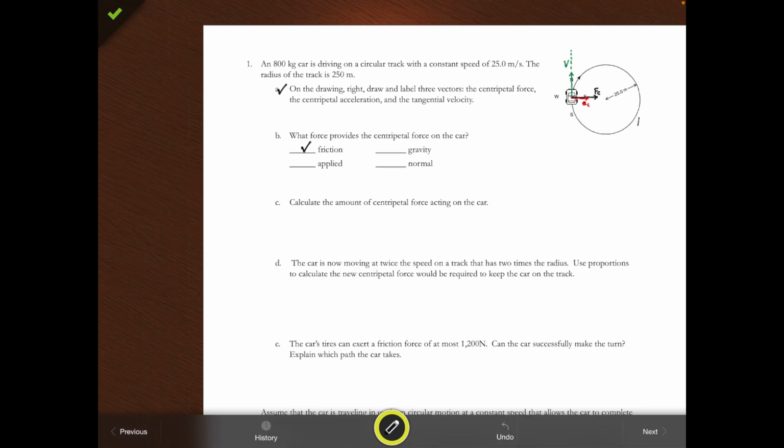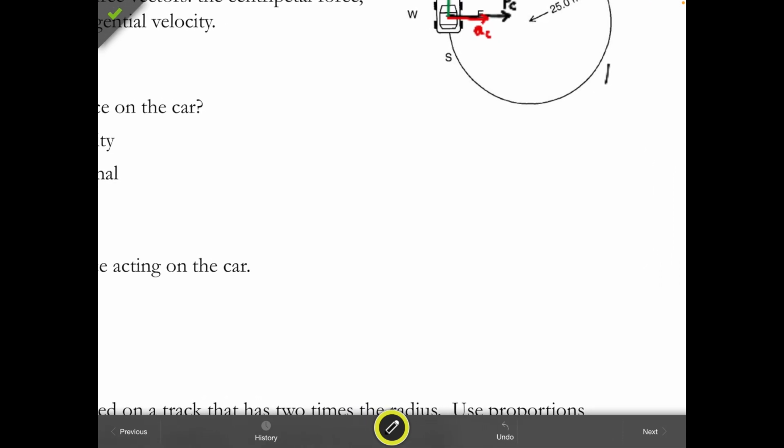I had mentioned that friction provides the centripetal force on the car. And the way you can think about this is actually think about this car from the side. If I were looking at this track from the side, the centripetal force is the one that has to point towards the center, the force pointing to the right. If this were the car with its little wheels, gravity would point down, that's not towards the center. Normal force would point up, that's not towards the center. That leaves only the applied and friction force. I said friction force because it's the friction between the tires and the road that allows the car to turn.